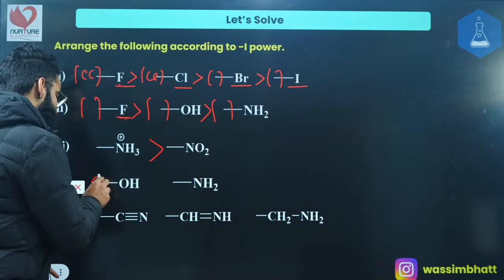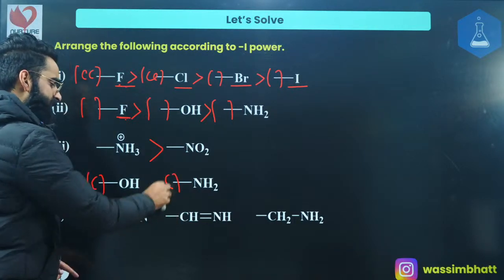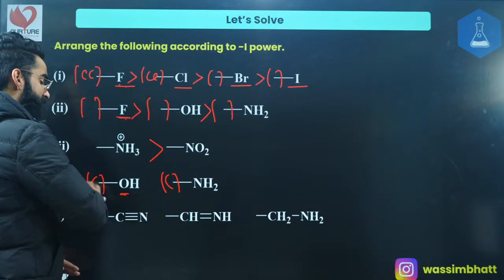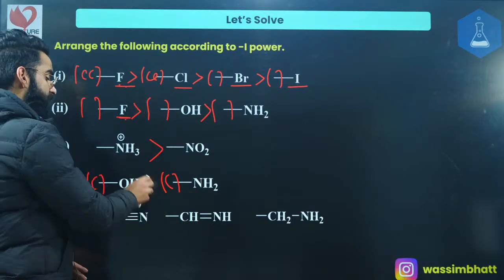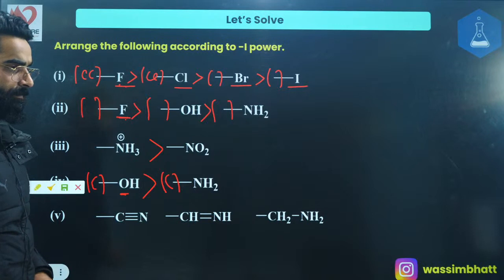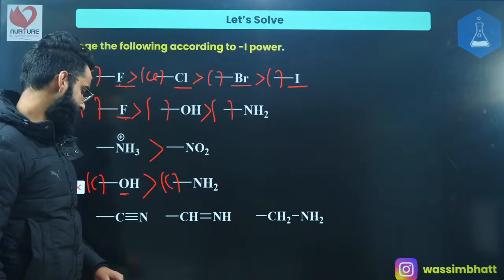Oxygen attached with carbon chain, nitrogen attached with the carbon chain. Oxygen being more electronegative will attract the sigma electrons more towards itself, due to which it shows more minus I power, right?